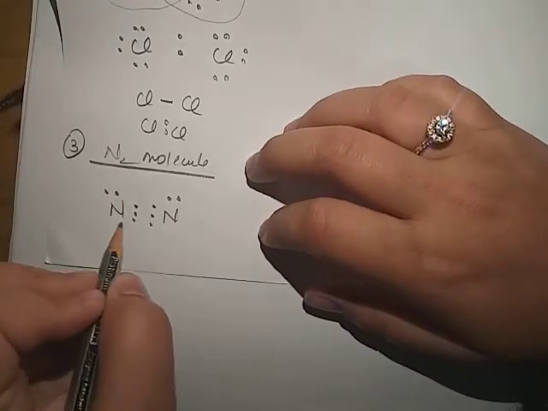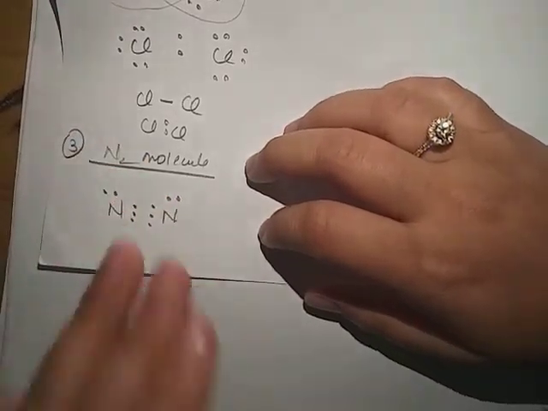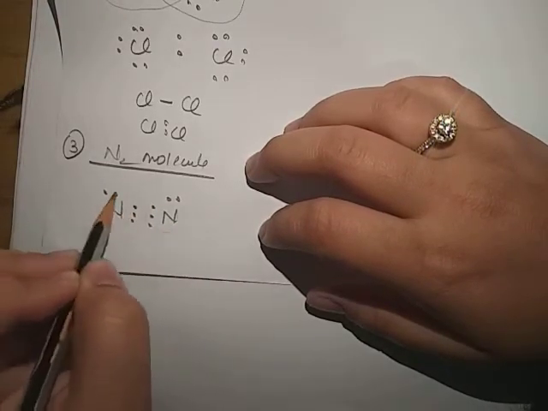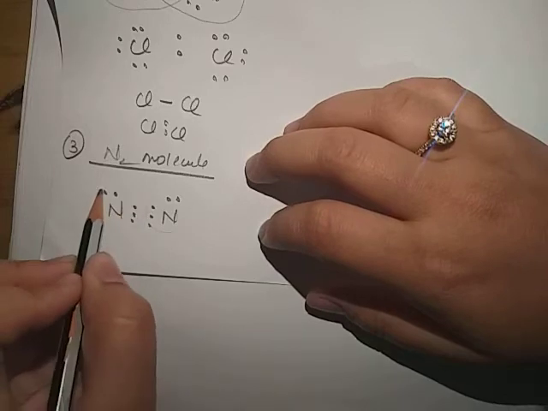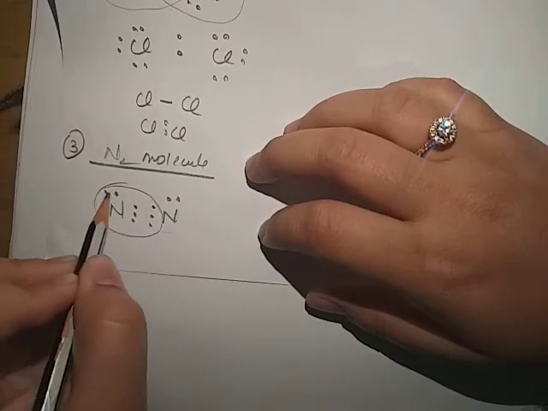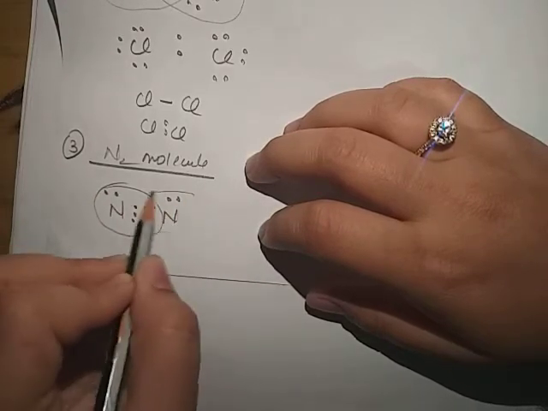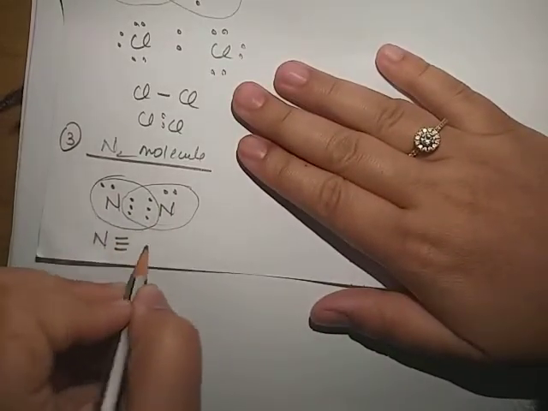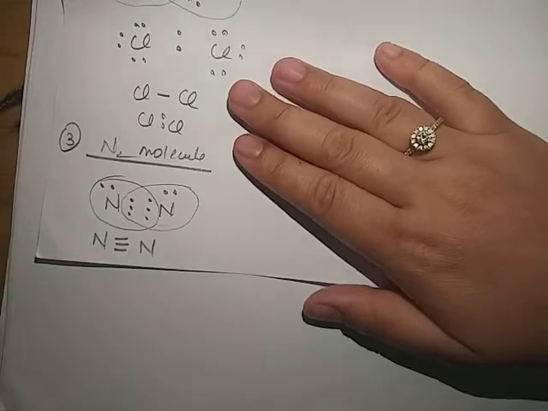It has 5 electrons in the valence shell, it needs 3 more. So they will share 3. This nitrogen also needs 3 extra electrons. This nitrogen also needs 3 extra electrons. So this becomes 8, 1, 2, 3, 4, 5, 6, 7, 8. Similarly this nitrogen also becomes 8, or I can write like 1, 2, 3. This is a triple covalent bond, right?